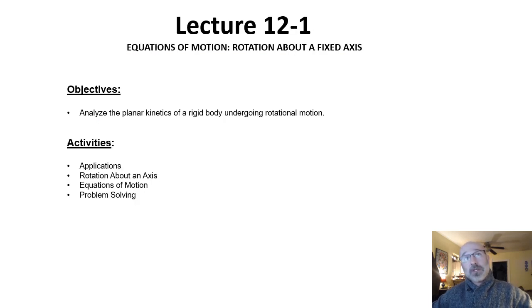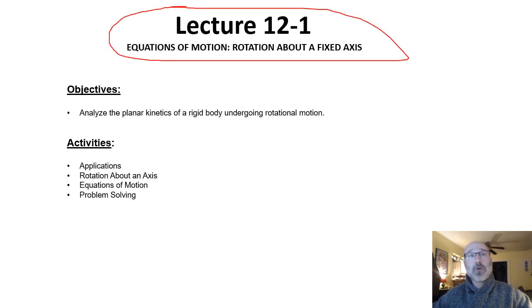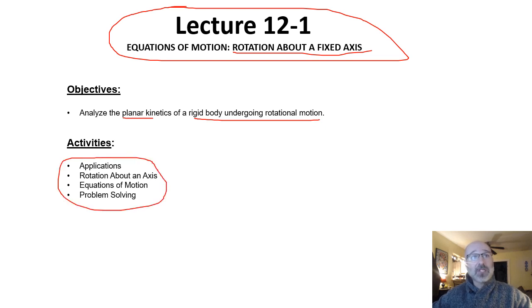So this module is going to be broken down into two different sections. We're going to have module 12.1, which is going to deal with our equations of motion for rotation about a fixed axis. So we're going to analyze the planar kinetics of a rigid body undergoing a rotational motion. And what we're going to go through in the lecture here is a couple applications, talk about rotation about an axis, equations of motion related to that, and go through a couple problems together applying this.